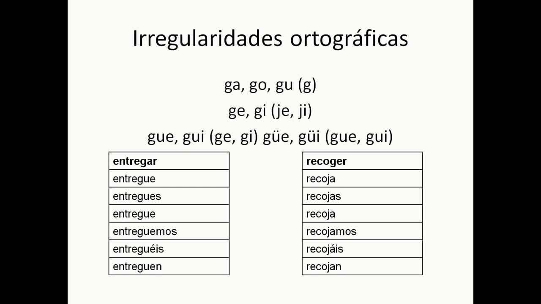Recoger. It has to be written with J, because if it were written with G, it would be pronounced recoga, according to the pronunciation rules of Spanish. Because the combination G and A sounds ga. So, the verbs ending in -ger are written with J in the present subjunctive. Recoja, recojas, recoja, recojamos, recojáis, recojan.